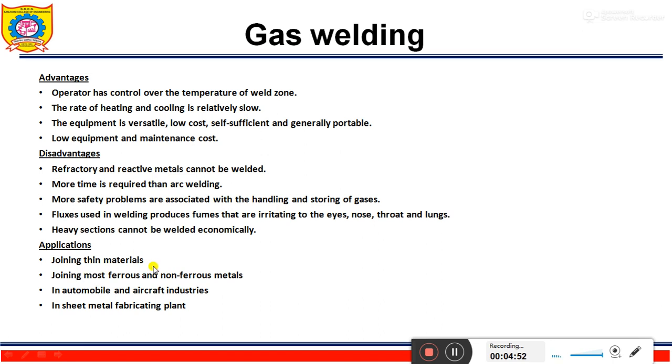Application: it is used for joining thin materials, and for joining most ferrous and non-ferrous metals. It is used in the automobile and aircraft industries and in the metal fabricating process. So these things are very important. You will be asked what the applications are. This is a common question.